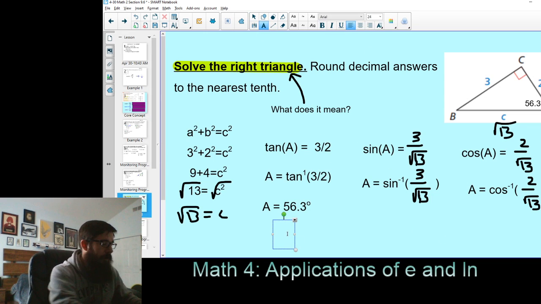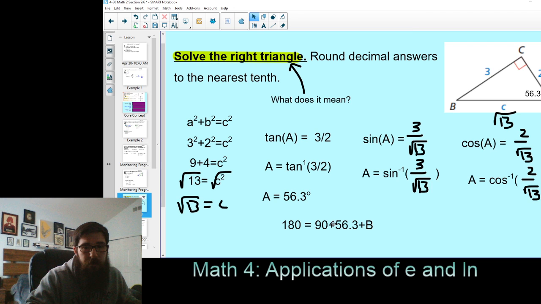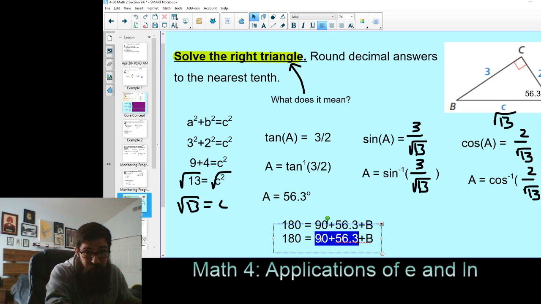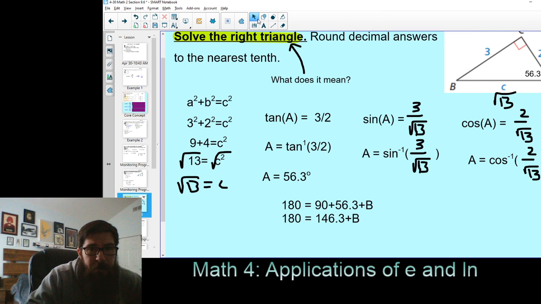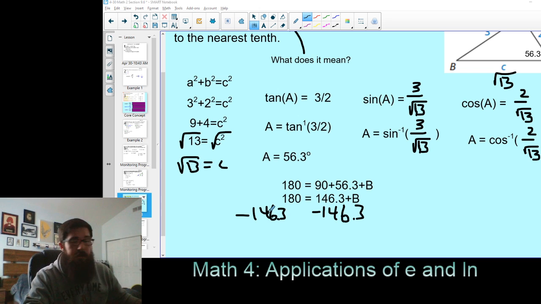Here's what I'm going to do. I'm going to write 180 equals 90, because I already know that, plus 56.3 plus whatever angle B is. If I add 90 and 56.3, that's going to give me 146.3. Right? Because now I'm just doing algebra. You can, if you want to do the trig, it'll work. Promise you that. What am I going to do to both sides to solve for B? Subtract 146.3 from both sides.